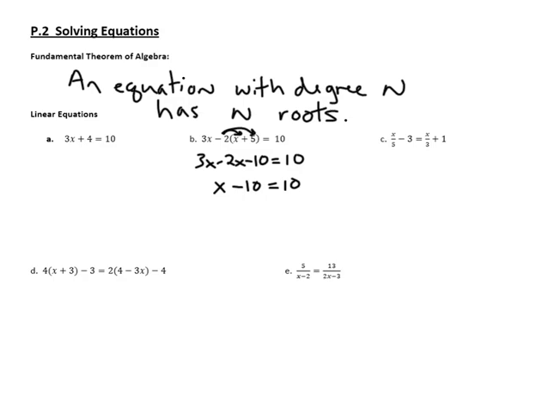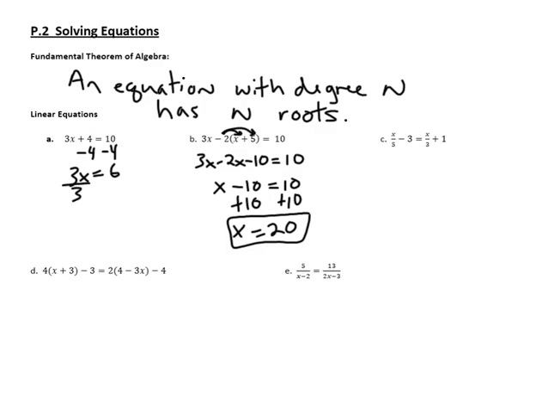So let's finish B. Add 10 to both sides, and we get x is equal to 20. Part A, a nice friendly equation. This is the point where you need to make sure that you understand these equations. You have to be able to solve this equation without any question at all. Subtract 4 from both sides, divide by 3, and x gives us 2.